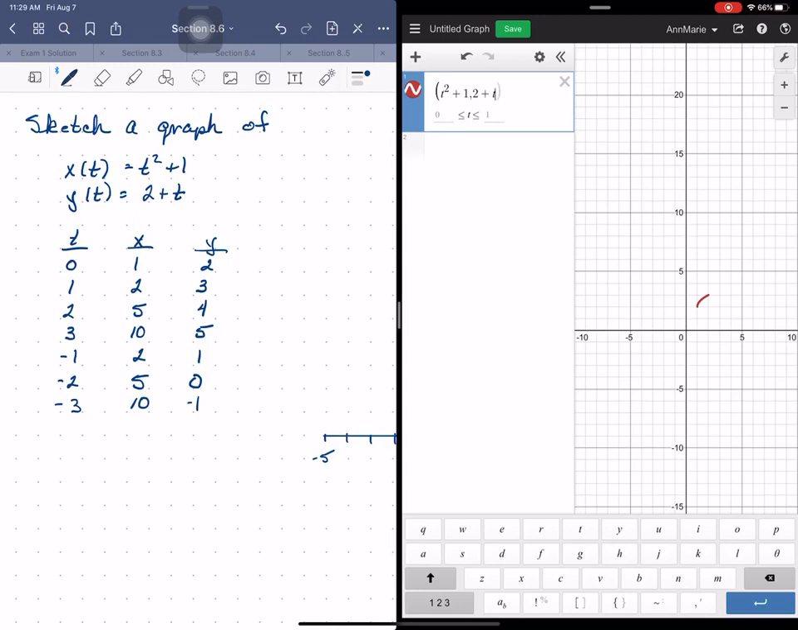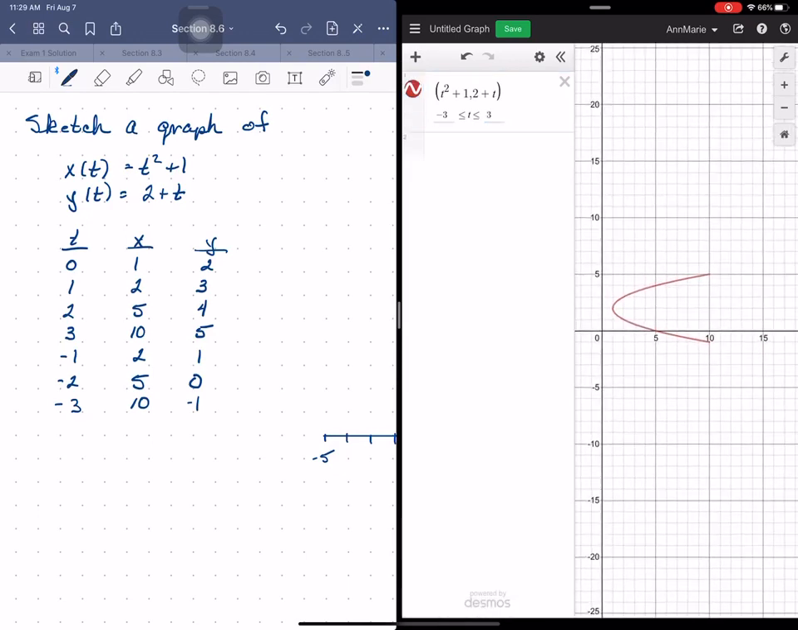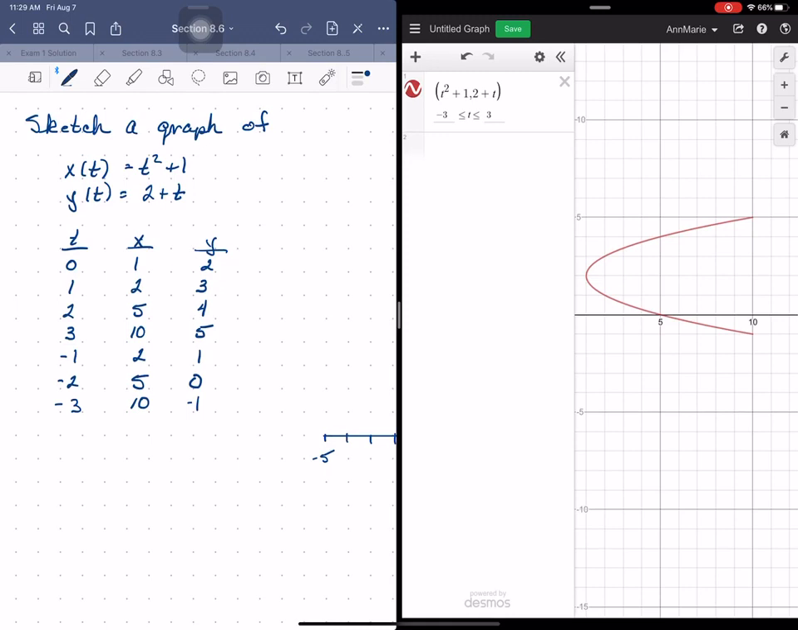And then Desmos is always going to ask me over what range I want to graph the parameter. And since we're just checking ourselves, let's go from negative 3 to 3. And sure enough, we have got our parabolic shape.